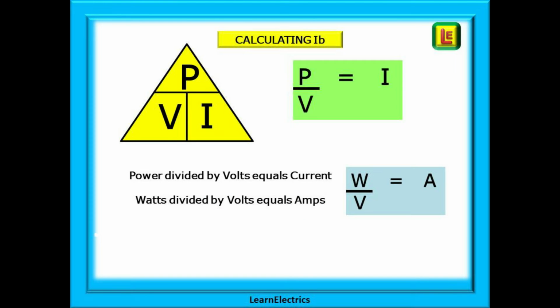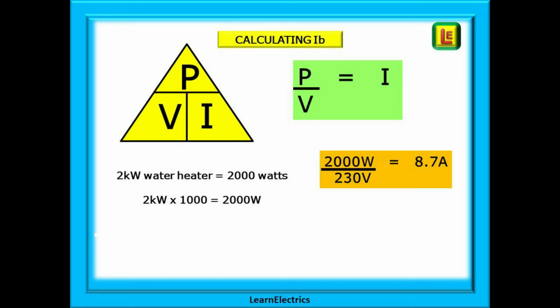You should be able to remember the power triangle. Power divided by volts equals current. Or, as some prefer to call it, watts divided by volts equals amps. They're both the same, and it makes no difference which names you use. Remember that kW is thousands of watts. Anything in kilowatts must be multiplied by 1000 to convert it from kW or kilowatts into basic watts before using the calculations to find the amps. Here, a 2 kilowatt heater is the same as 2000 watts.